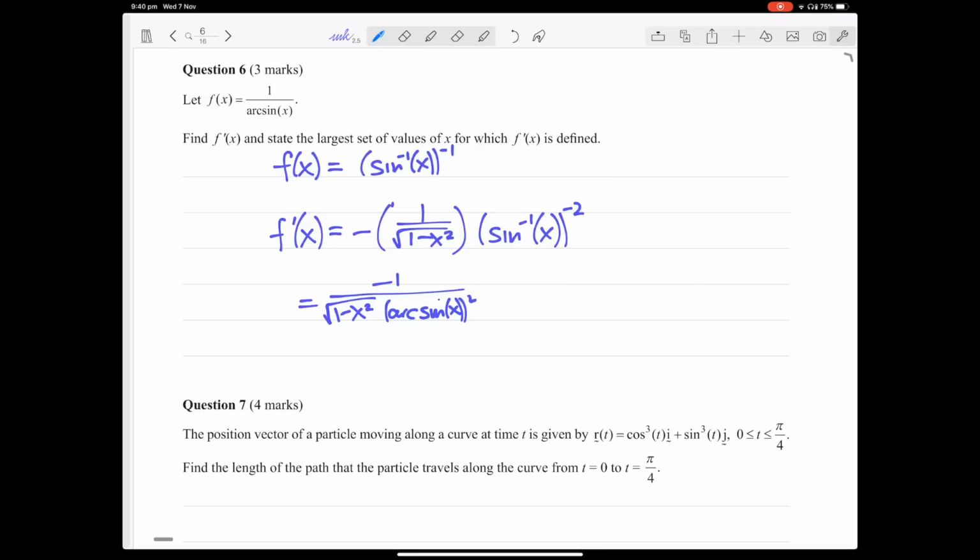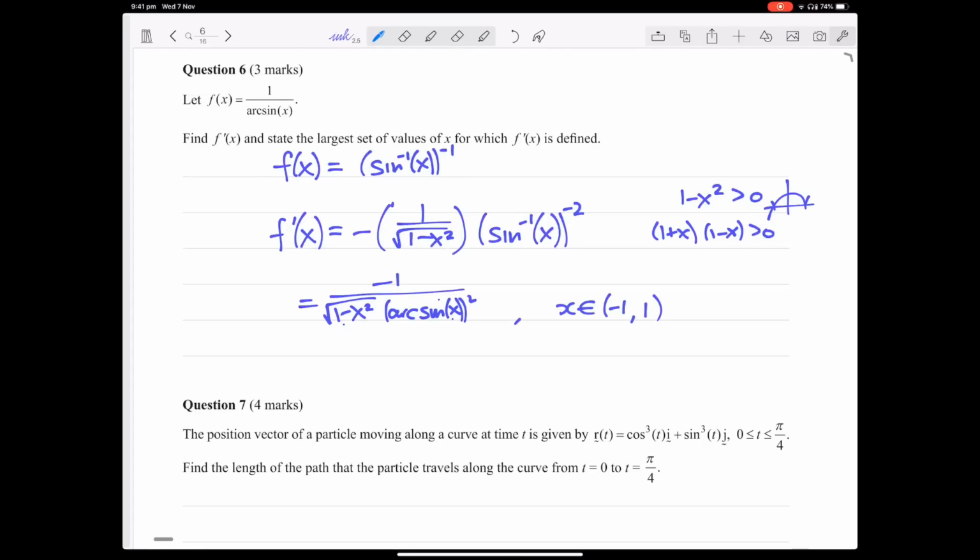Okay, sine inverse can only be between negative 1 and 1. This thing here, because it's on the bottom, 1 minus x squared has to be greater than 0. So 1 plus x, 1 minus x has to be greater than 0. So that's going to be x is an element of -1 to 1.